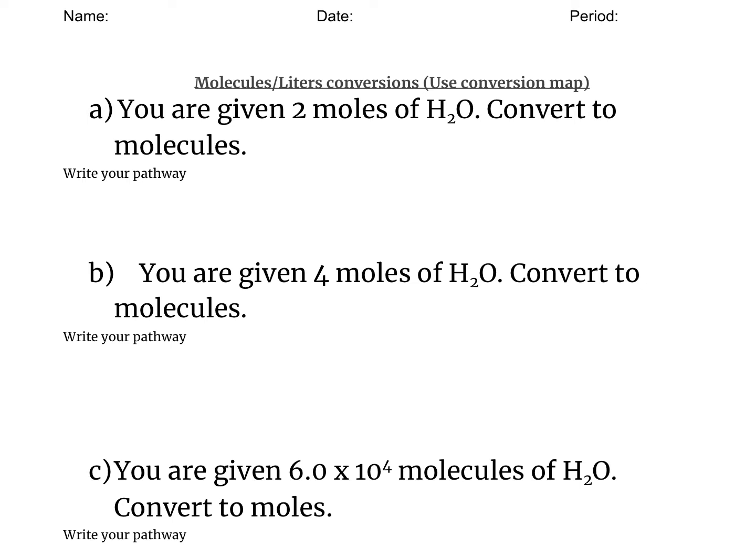So if you're given 2 molecules of H2O and you want to convert to molecules, then what you need to do is first write your pathway. So we have 2 moles of H2O. Remember, moles is going to be different from molecules. And then we want to convert it to molecules.